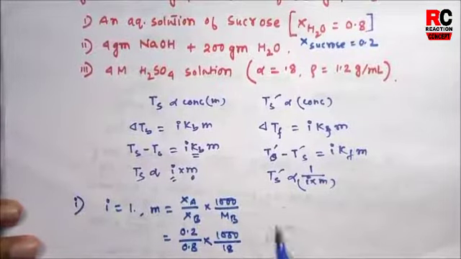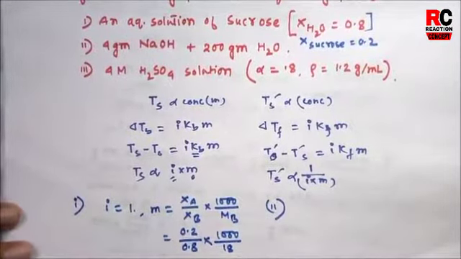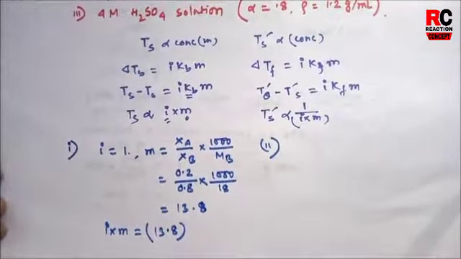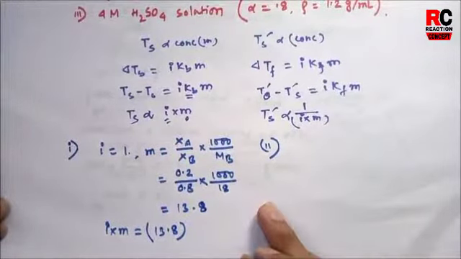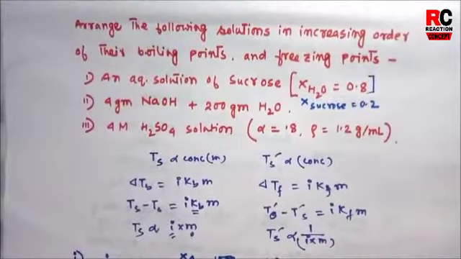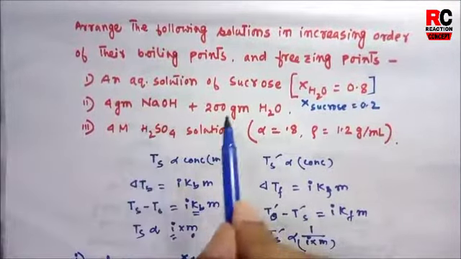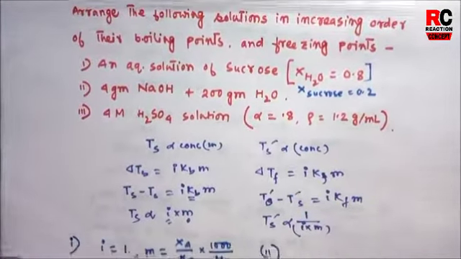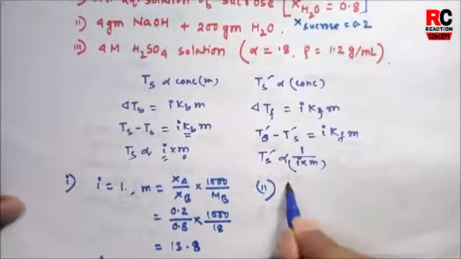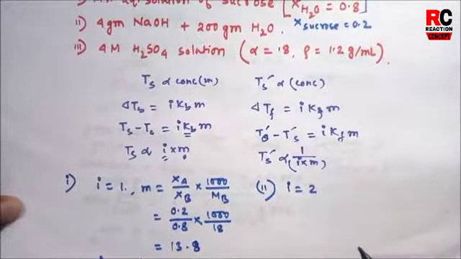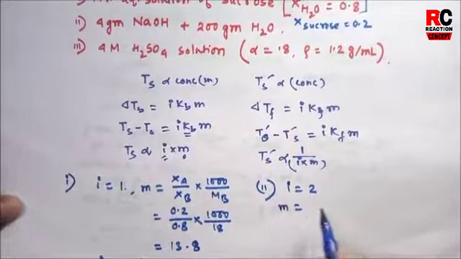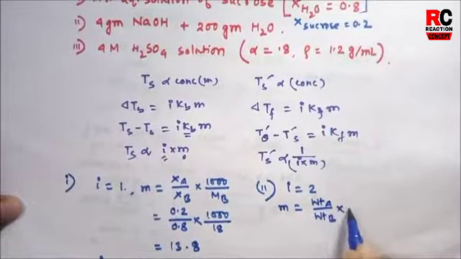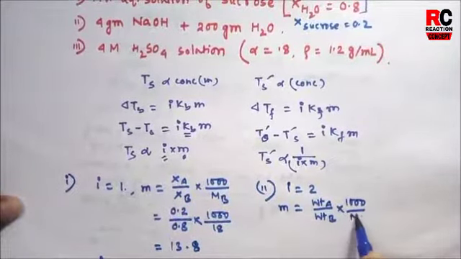Okay, so for the second solution, what is given in the second solution, I think it was not visible earlier. For the second solution, it is given 4 gram of sodium hydroxide and 200 gram of water. Water is the solvent part, sodium hydroxide is the solute part. So the Van't Hoff factor for sodium hydroxide would be 2, and the molality of the solution would be weight of solute divided by weight of solvent, into 1000 divided by molar mass.